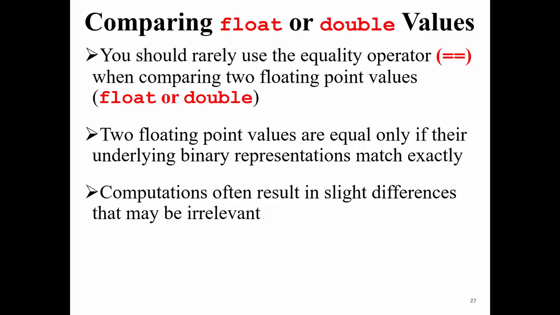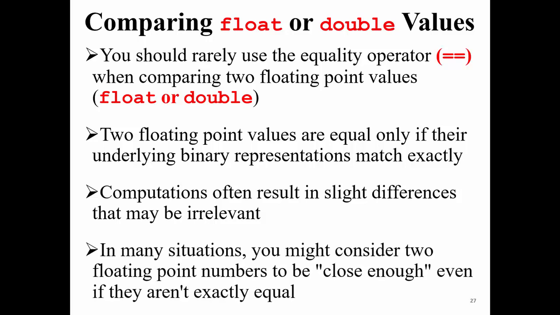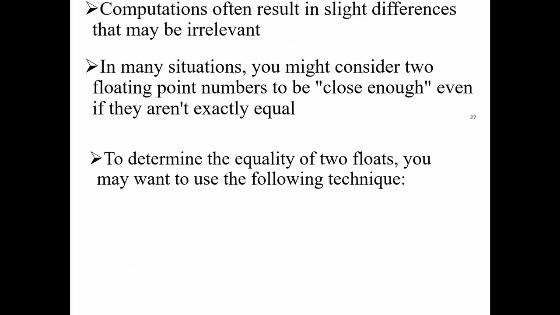For example, 1.9 is not equal to 2.0. But if the threshold was 0.1, so the difference between them is 0.1, and I have two double values whose difference is 0.1, I will consider them as equal. So it's good to use this approach in these situations.